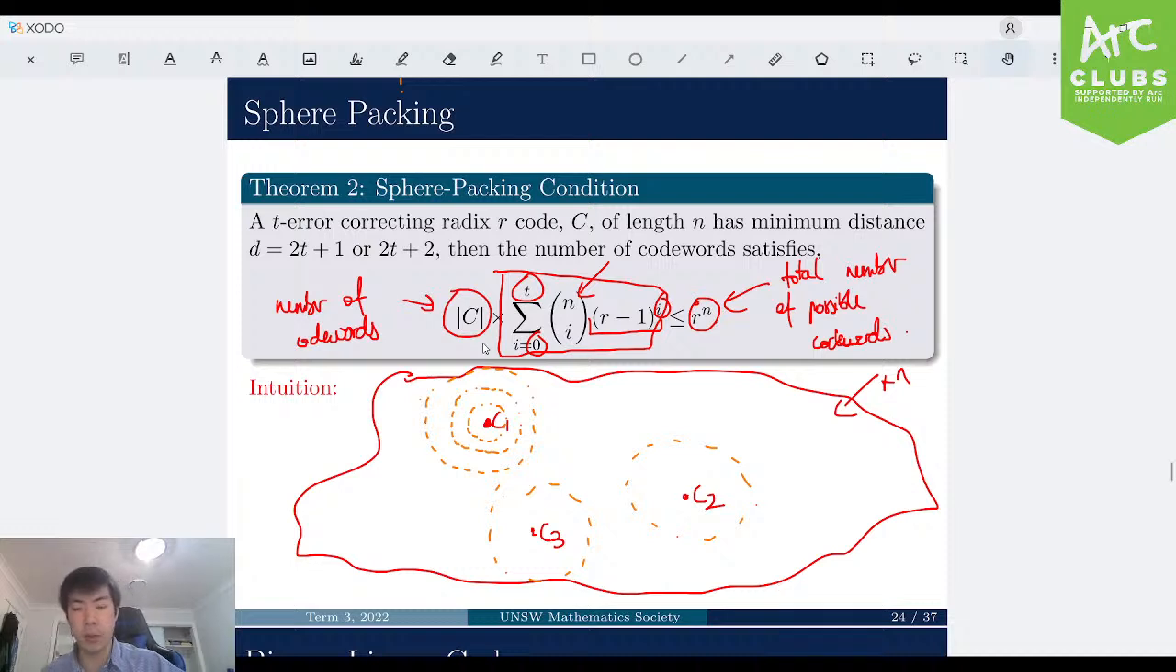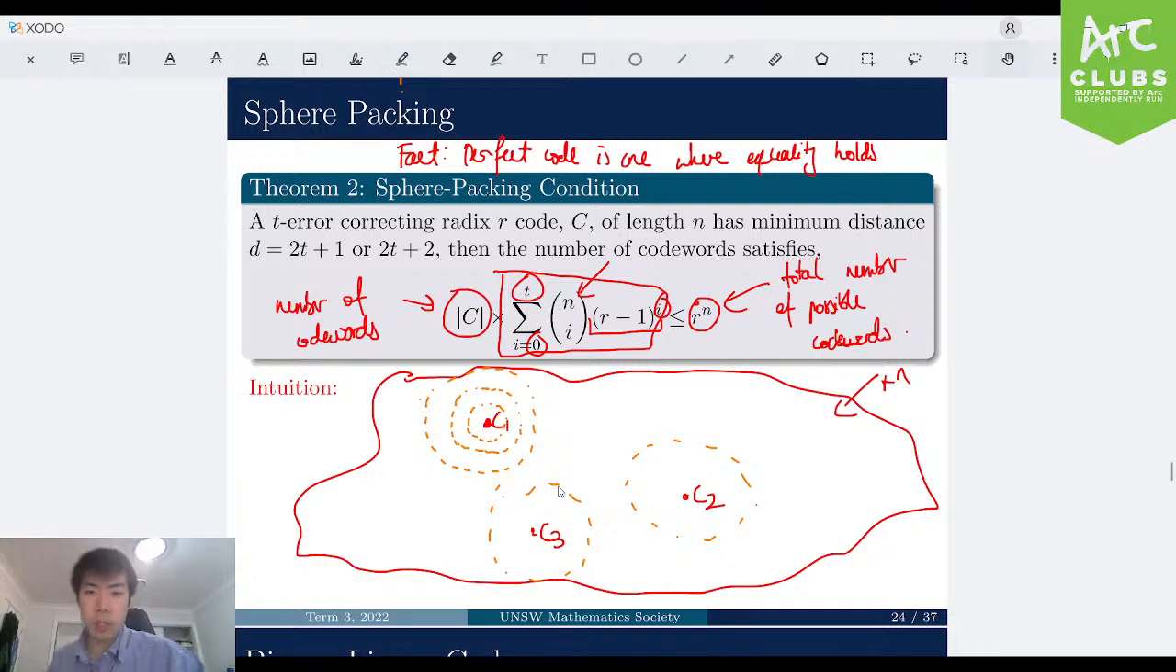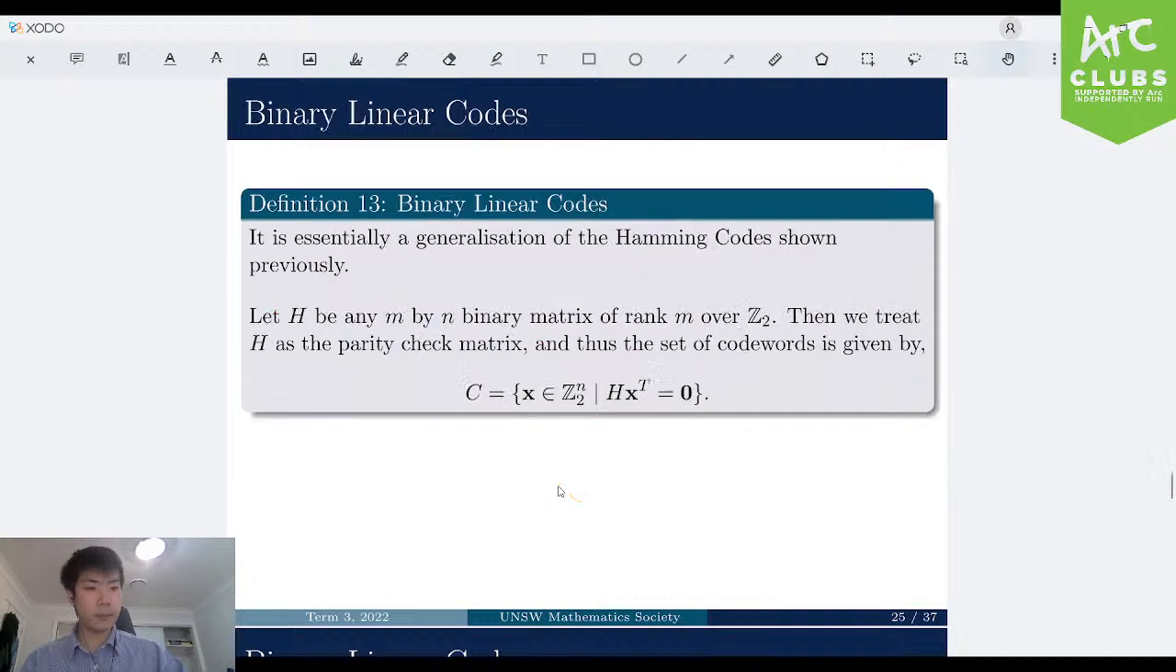And so that's why you have this inequality of being less than or equal to r to the power of n. An extra fact to mention here is that a perfect code is one where equality holds, right? So a perfect code would be a situation where the circles perfectly fit the entire R. But they're very rare.